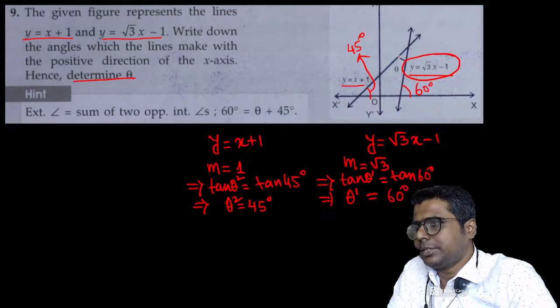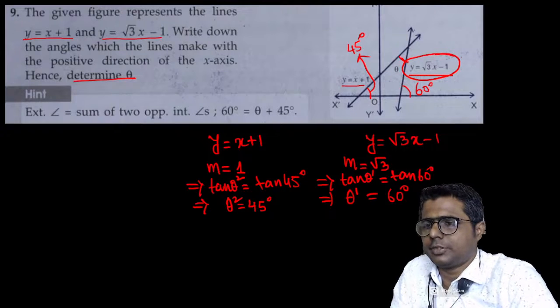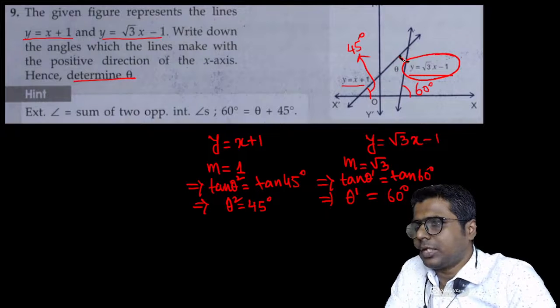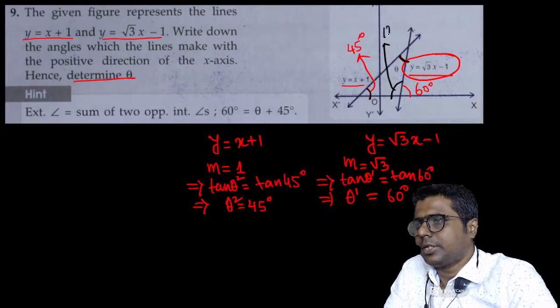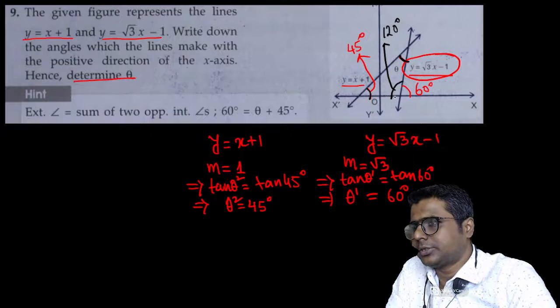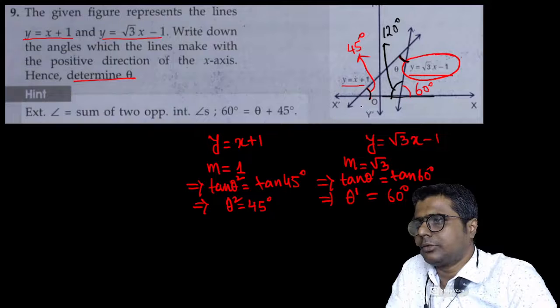Now it has been asked to find out theta. That means this one I have to find out. So see, if I have to calculate this angle, I have to find out this angle and this angle. This angle is already found out. This angle is 120 degree, because this is a straight line. So this will be 180 as a whole, minus 60, 120 degree.